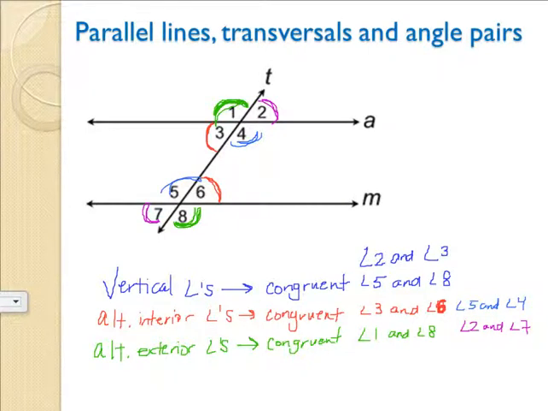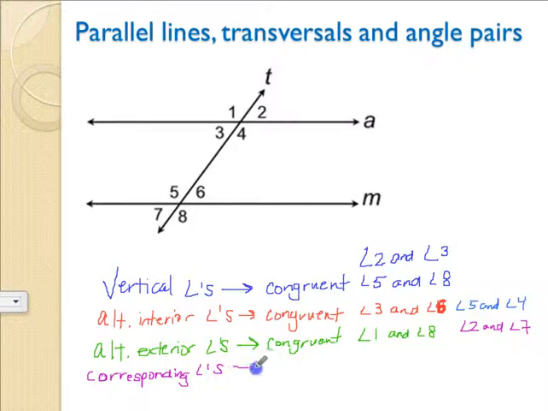Corresponding is the one we have not talked about yet. So I'm going to erase all these colors so we can talk about corresponding now. Let's go ahead and do that in purple. Corresponding angles are angles that are located in the same position. So if we were to squeeze those two parallel lines together, they would be in the same position. So they're also going to be congruent. So angle 2, now imagine if we were to take lines A and M and squeeze those together. Angle 2 would overlap with angle 6. So those are congruent.